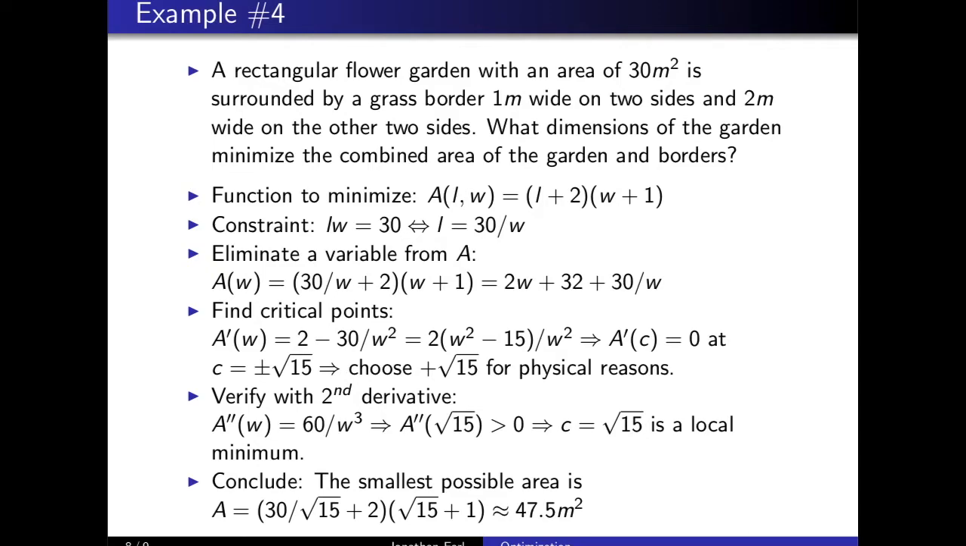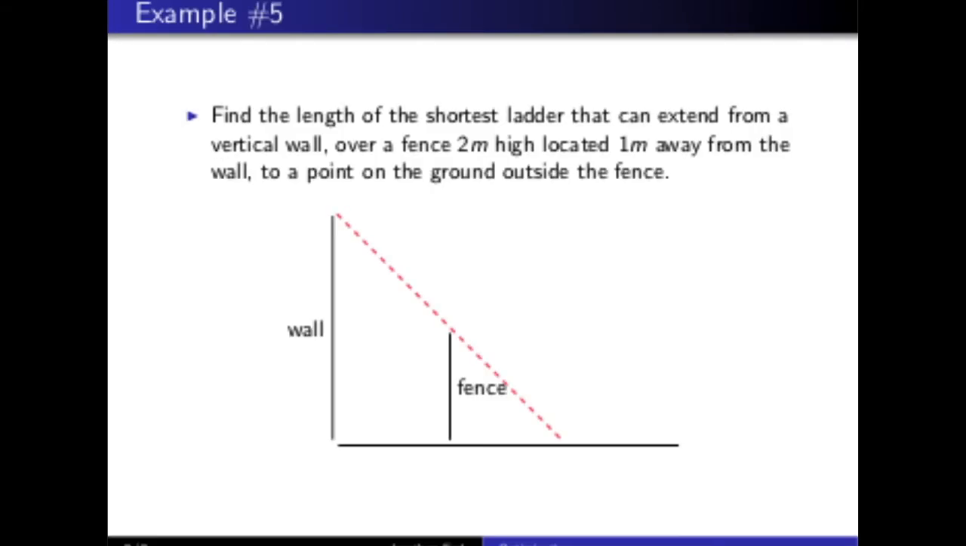Okay, so then what we need to do is look at the second derivative. We see that the second derivative is 60 over W cubed, and when we evaluate that at our critical point of plus square root of 15, we get something positive. So it tells us that W equals square root of 15 is a local minimum, and that's going to give us the smallest possible area. So the smallest possible area that we'll get after putting square root of 15 back into our area function is 47.5 square meters.